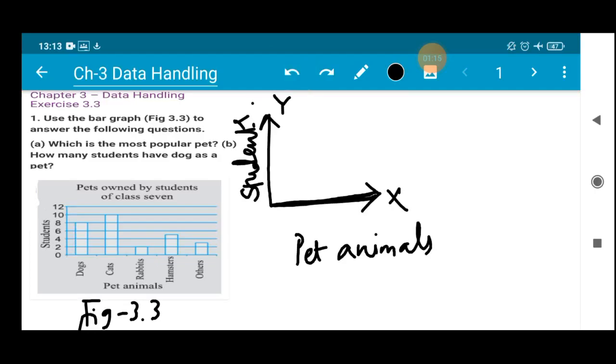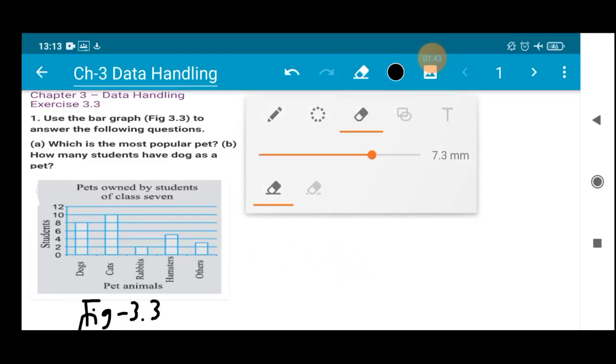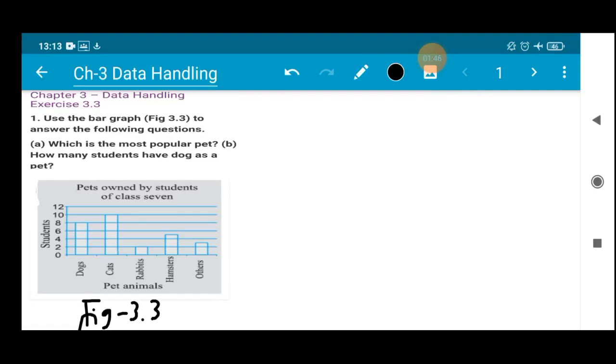On the horizontal line you can see the pet animals represented, and these are the animals: dogs, cats, rabbits, hamsters and others. Similarly, on the y-axis, the vertical axis, the numbers from 0 to 12 are given. Now what is this actually representing? This is representing the pet animals, that is, how many students have dogs, how many students have cats. In this question it is asked which is the most popular pet. Whichever bar is the highest or the tallest will represent the most popular pet.